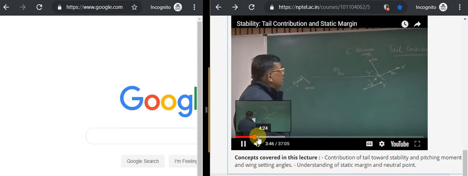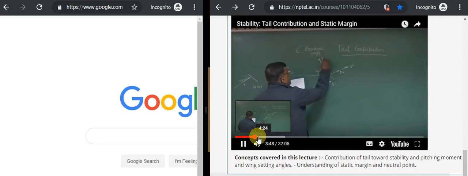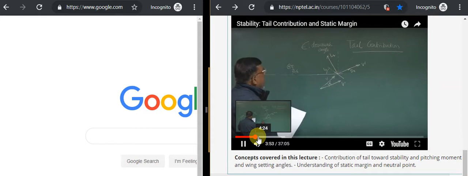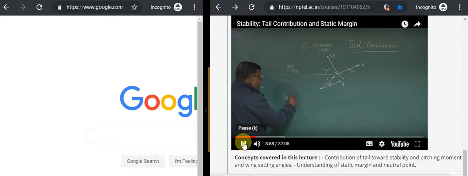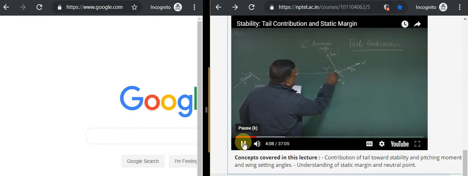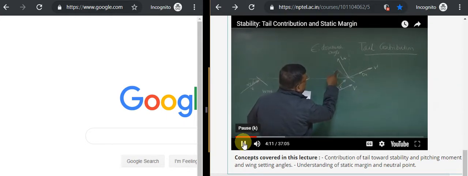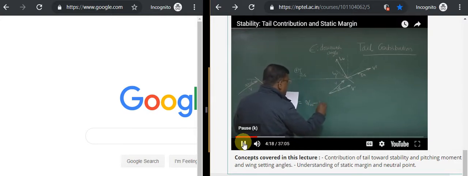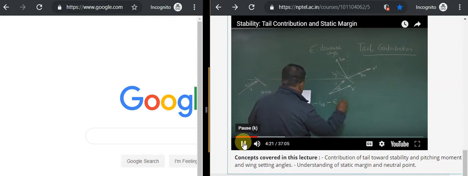So if I do that, and now I again use this diagram, I understand two things here. One is, what is alpha t? What is the tail angle of attack? From the diagram you could see, this is the tail. Alpha t will be, let me write, then you understand better: alpha w minus IW minus epsilon plus IT.